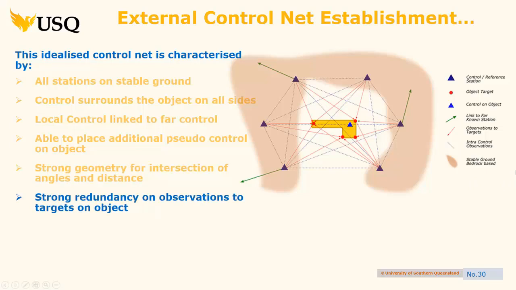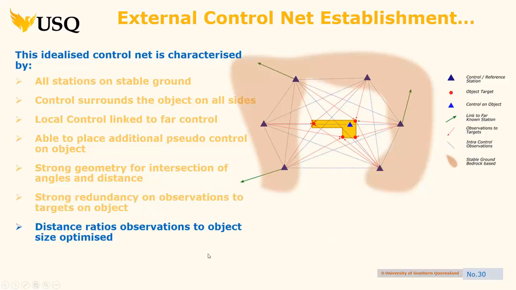Strong redundancy, right? Which should mean flexibility. So if you have a standard program and you observe a standard number of observations, if you detect movement, then you might ask, is it significant or not? I'll go back in a month and reobserve with maybe double the number of observations. That gives you more confidence, a higher confidence level, right? And the distance ratios to object size are optimized, I will come back to this. If you're going to try to measure the deformation on a culvert and you set out your control 800 meters away, you probably wouldn't expect good results, right?